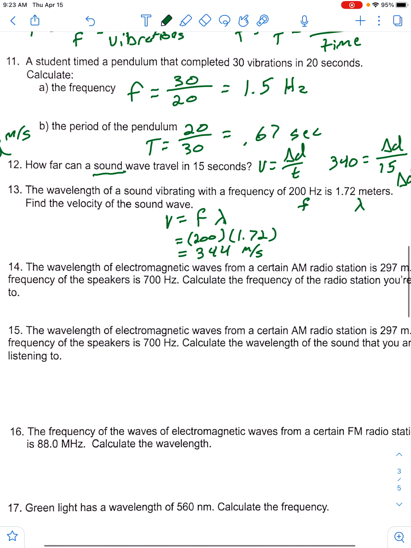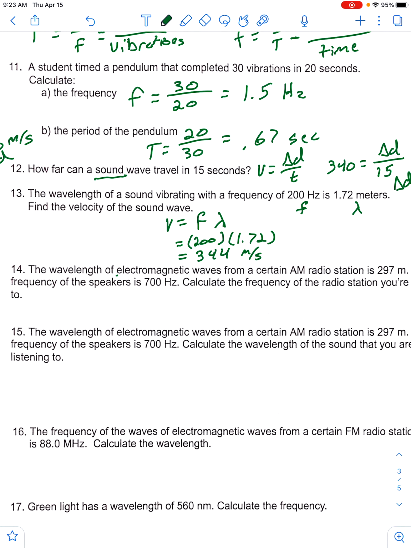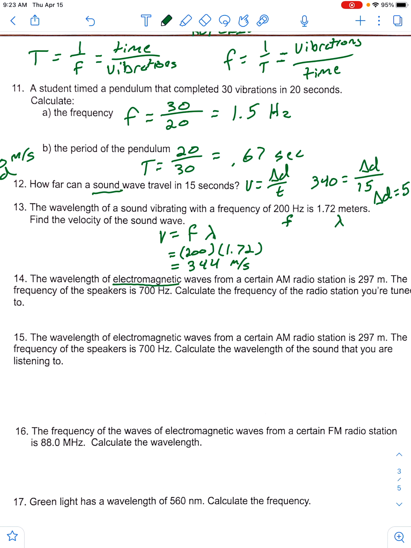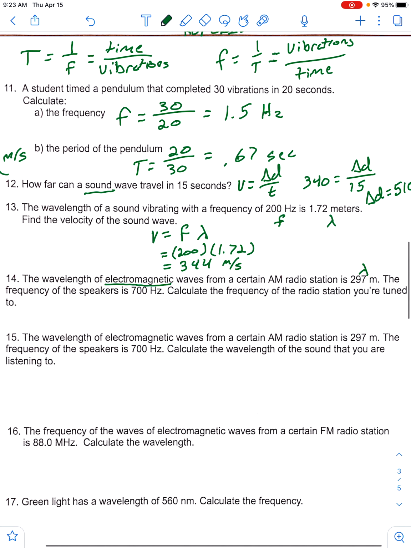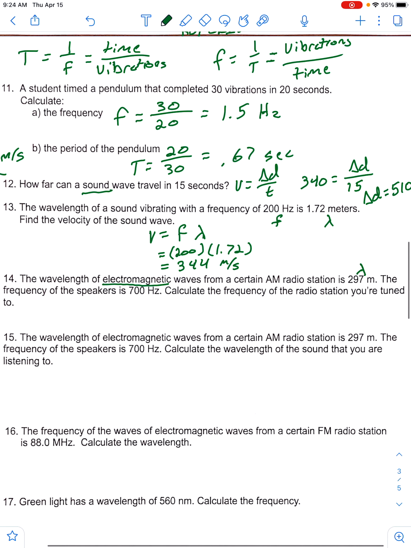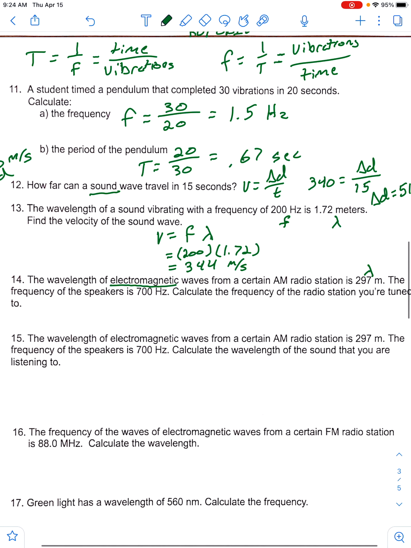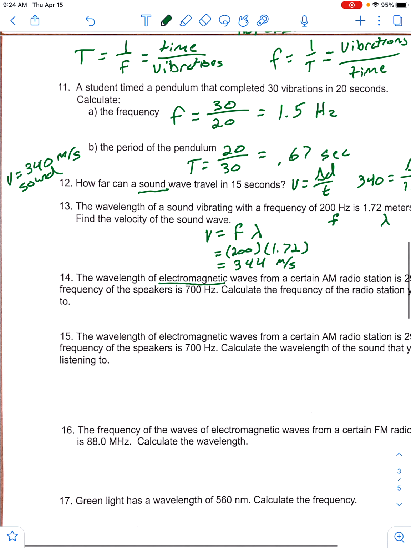Okay, so number 14, the wavelength of electromagnetic waves. The keyword there is electromagnetic. From a certain AM radio station is 297 meters. So I have a wavelength of my EMR wave. The frequency of the speakers is 700 hertz. Calculate the frequency of the radio station you're tuned into. So I'm going to label this as an EMR wave.